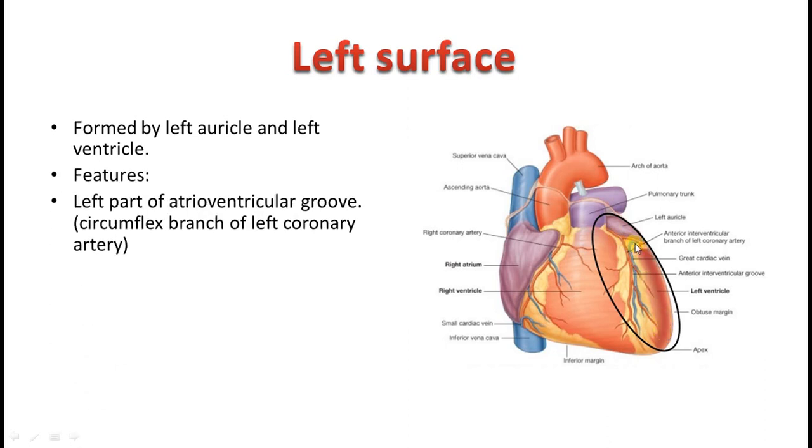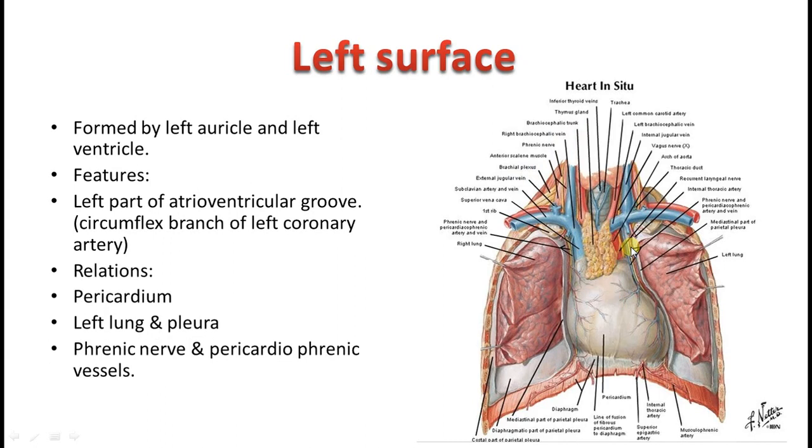In the left part of the atrioventricular groove, you are able to see that it lodges the trunk of the left coronary artery, and immediately it divides into the left circumflex and anterior interventricular arteries. So in the sulcus, what is present is the trunk of the left coronary and then the left circumflex artery. The anterior interventricular is seen in the anterior interventricular groove. So that is your left part of the AV groove lodging the left circumflex artery.